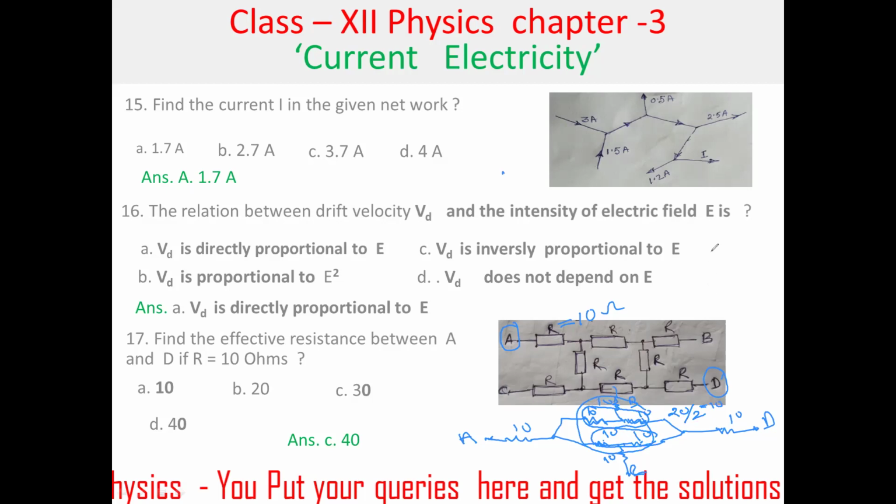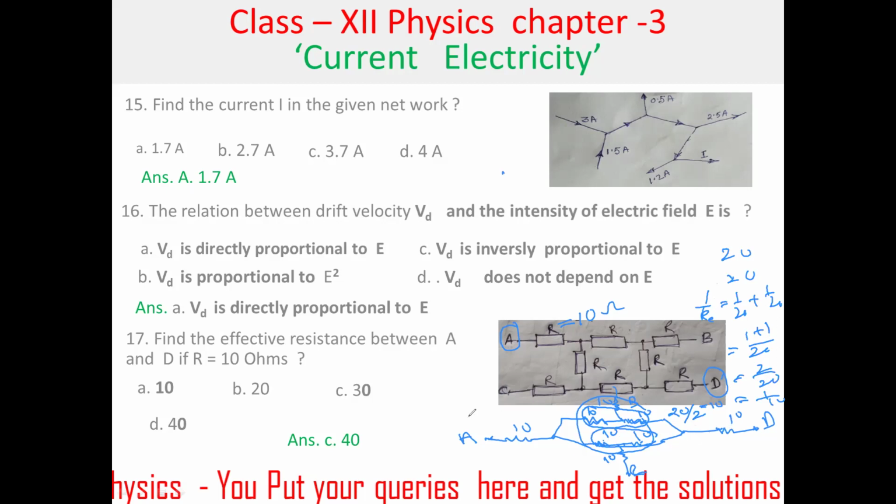Okay. If 20 are in parallel circuit, what is the equivalent resistance? 1 by R equivalent equal to 1 by 20 plus 1 by 20. So there would be 1 plus 1, that is 2 by 20, it is 1 by 10. So equivalent here would be 10 ohm.